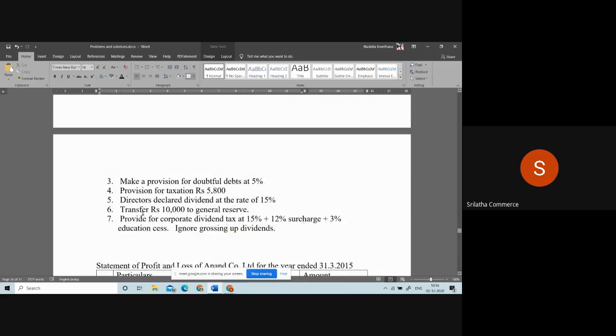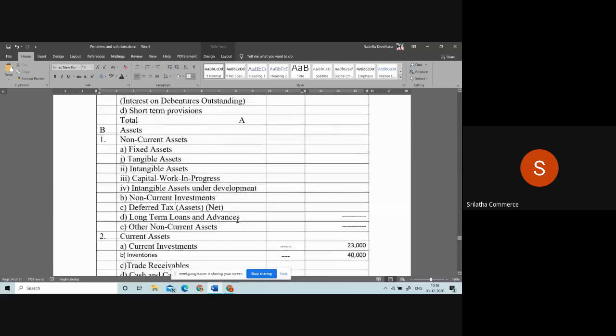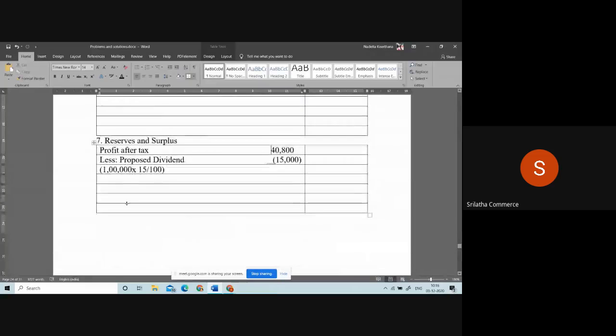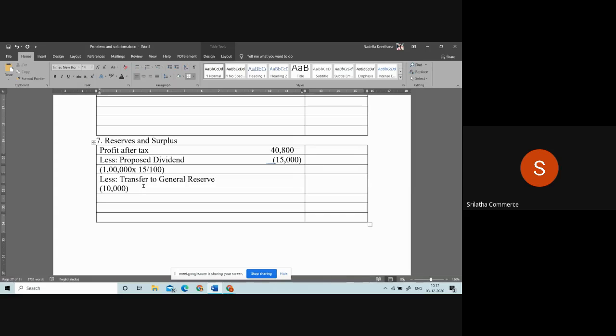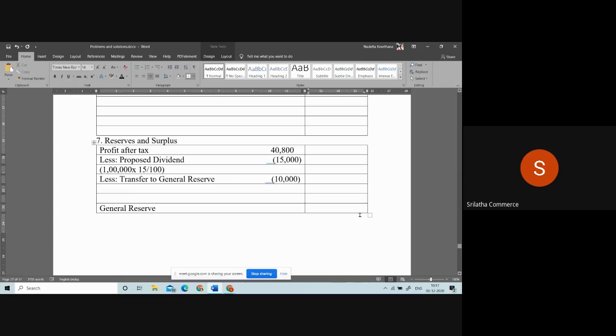The next thing he had given is transfer 10,000 to general reserve. So this adjustment will be done under reserves and surplus itself. So less transfer to general reserve, 10,000. Even this is to be deducted. The next adjustment is that it is to be added to general reserve. We do not have any general reserve in the problem, so directly we take general reserve to the outer column, 10,000.